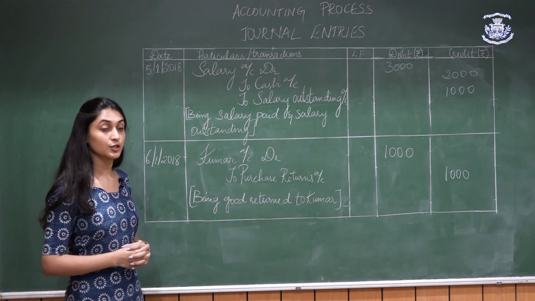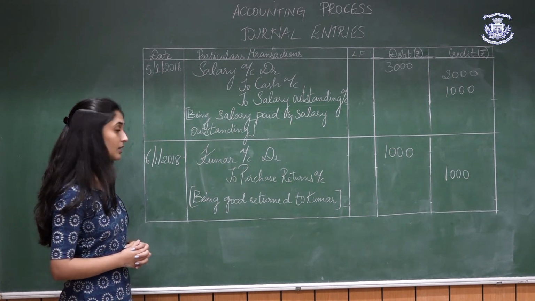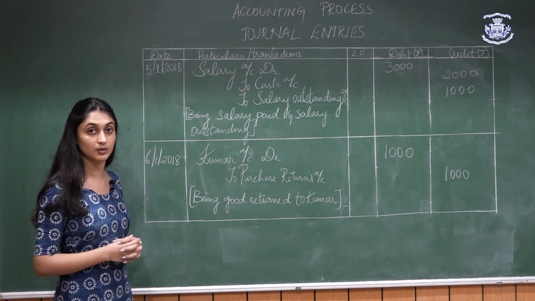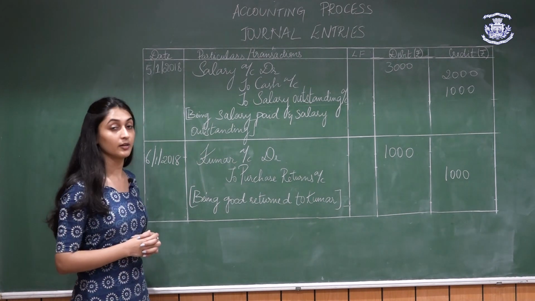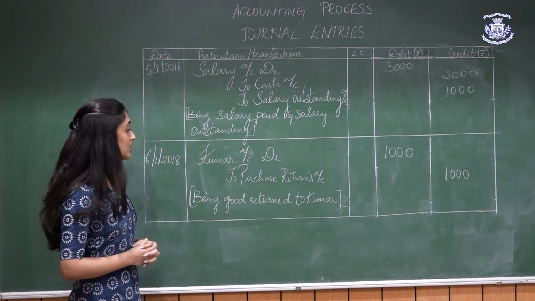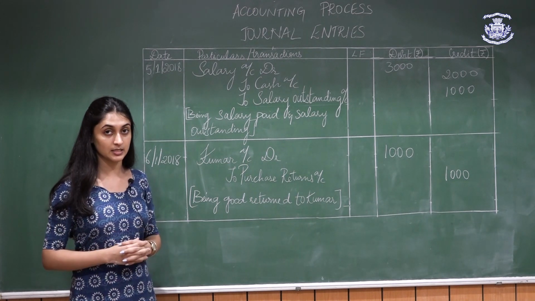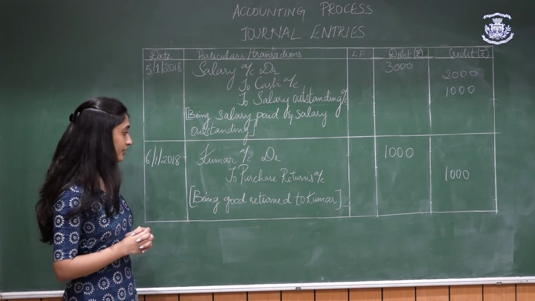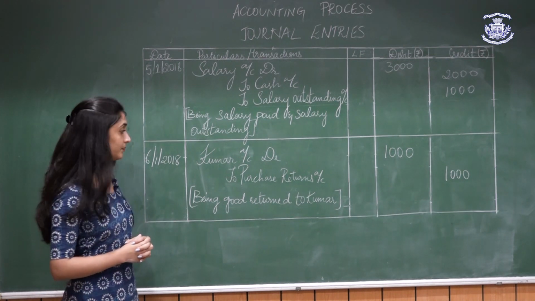Then we see the narration being salary paid and salary outstanding. The sixth transaction takes place on 6th of January 2018. The transaction is goods are being returned to Kumar. Since the goods are being returned, the inventory level decreases and therefore the assets decrease. When the assets decrease, we credit the account. Therefore, the purchase returns account will be credited.